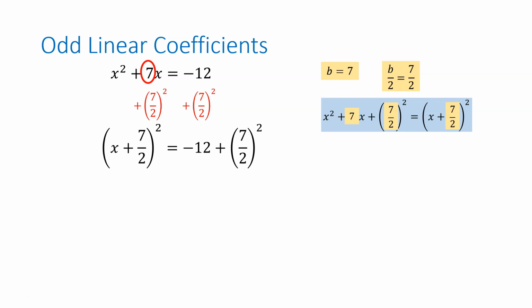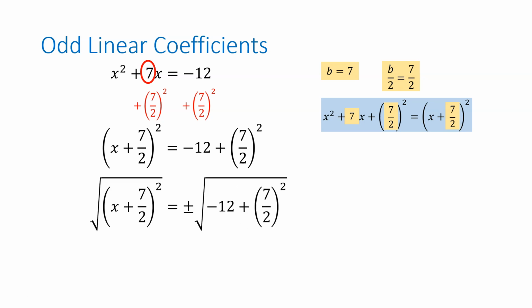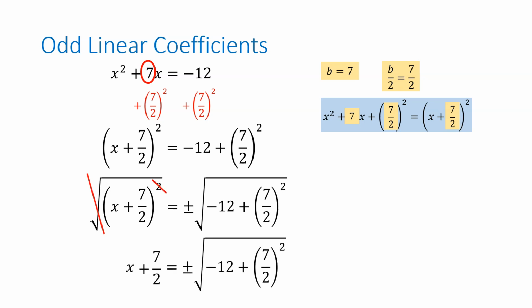After doing that, we get x plus 7 halves in parentheses squared equals -12 plus 7 halves squared. We take the square root of both sides and include a plus or minus on the right-hand side. The square and the square root cancel on the left-hand side, and we get x plus 7 halves equals plus or minus the square root of -12 plus 7 halves squared. The -12 and the 7 halves squared are both under the square root. To solve for x, we then move the 7 halves to the other side. And when we do that, it becomes negative.